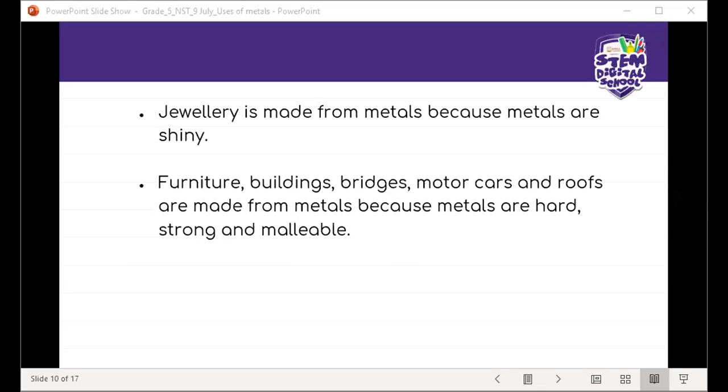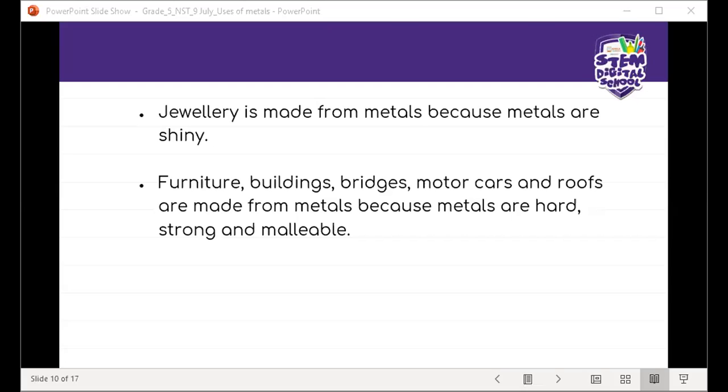Okay, so Koto says when we speak about something being malleable, we're saying that it is a strong metal. Then Lesedi says it can be shaped. Right, so thank you very much, guys, for your answers. Leletu, I'm still waiting for your answer in the group chat because we unfortunately couldn't hear you.